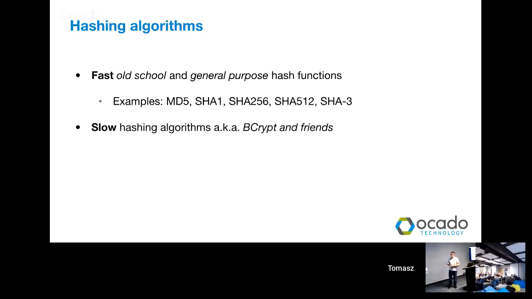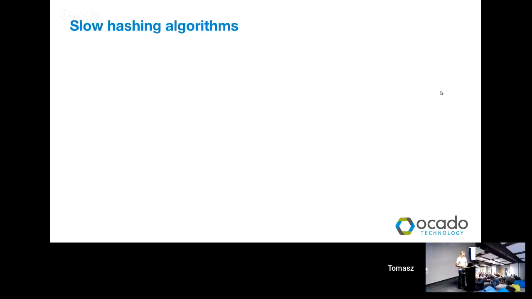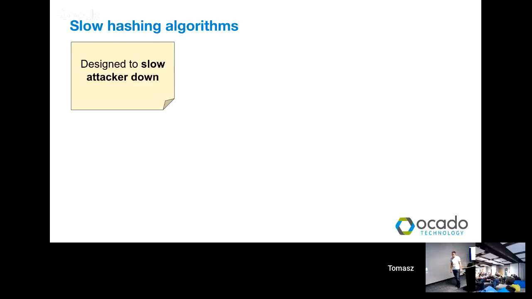And there's also this other group, the second group, slow hashing algorithms, also known as bcrypt and friends. And examples of these are like here, but I'll talk a little bit deeper about them in a second. So why slow hashing algorithms? Okay, what are they for? They're designed to slow attacker down.